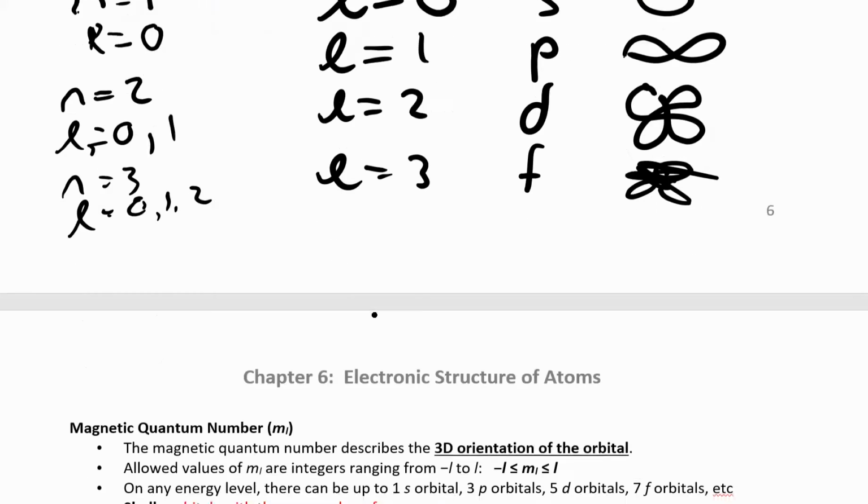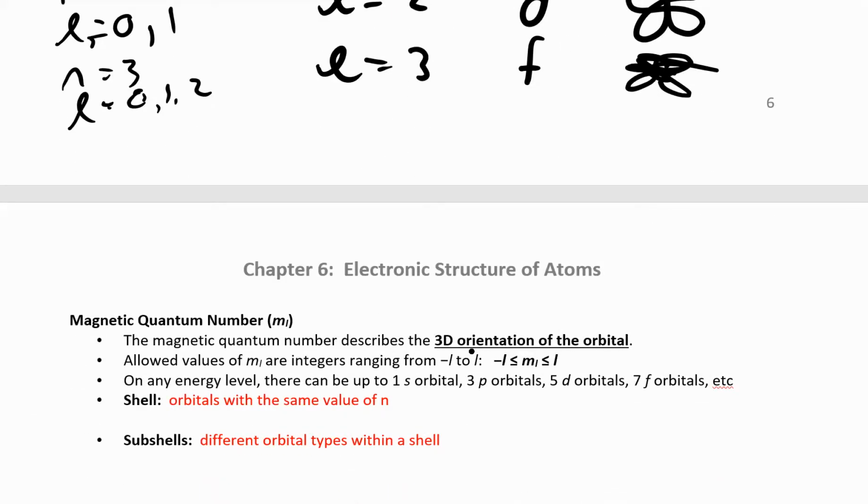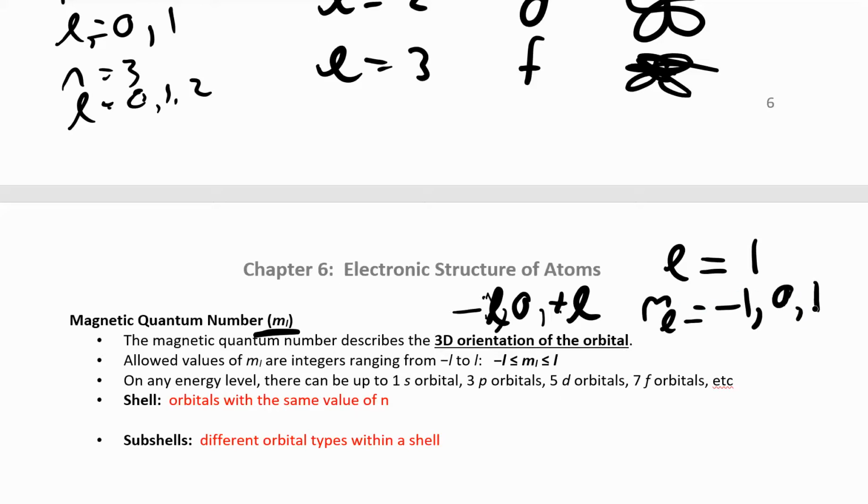And the third quantum number tells you about the orientation in space. And this is going to range from negative L all the way up through 0 to positive L. So if L is equal to 1, then ML can be equal to negative 1, 0, or 1. Or if L is equal to 2, ML can be negative 2, negative 1, 0, 1, or 2.